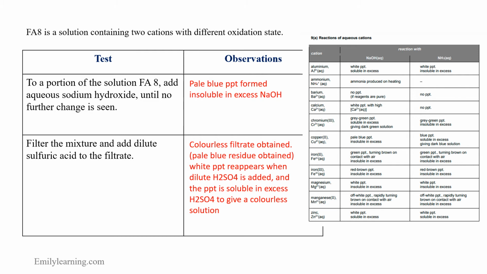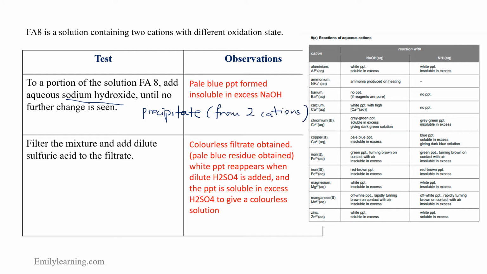All right, let's come to this test. Let me explain the observations. I have Fa8, and I know that there are two cations. So I'm going to add sodium hydroxide until no further change is seen. For this type of QA question testing for two cations, when you add aqueous sodium hydroxide, you will see a precipitate form from the two cations.